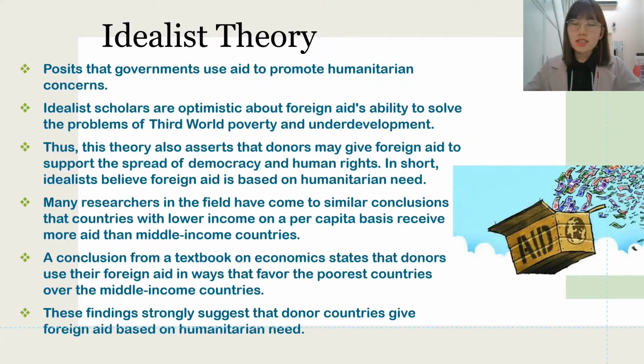Many researchers in the field have come to a similar conclusion that countries with lower income on a per capita basis receive more aid than middle-income countries. A conclusion from a textbook on economics states that donors use foreign aid in ways that favor the poorest countries over the middle-income countries. These findings strongly suggest that donor countries give foreign aid based on humanitarian needs.